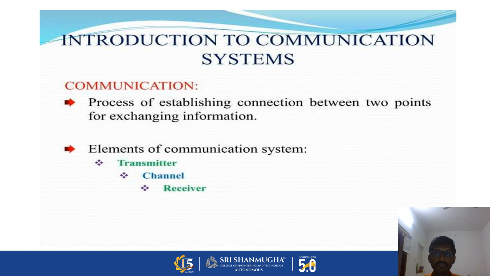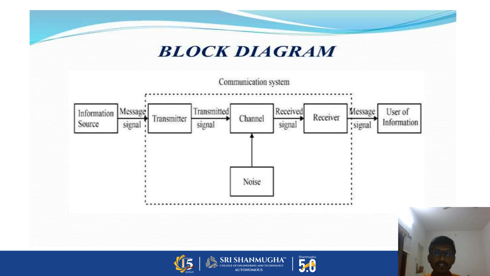Next, the elements of communication system. What is the element of communication system? Transmitter, channel and then receiver. These are the basic elements of communication system. Next, this is the block diagram of communication system.